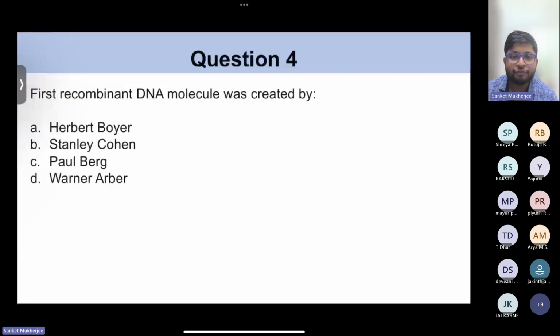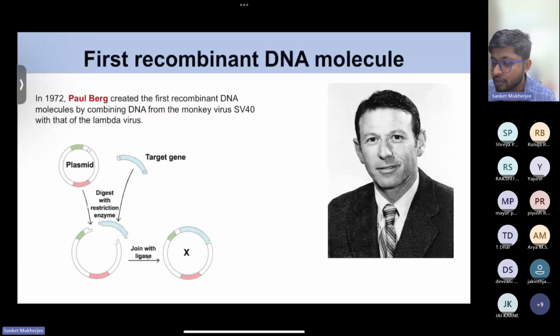So talking about question 4, the first recombinant DNA molecule was created by A, Herbert Boyer, B, Stanley Cohen, C, Paul Berg, and D, Werner Arber. So this is very important about the course. There are a lot of scientists and the years which you have to remember in this course. Okay, what are the answers? People are having mixed opinions. C, Paul Berg would be the answer. He created the first recombinant DNA molecule by combining DNA from the monkey virus SV40 with that of a lambda virus. So this is the cloning step, how he did it.